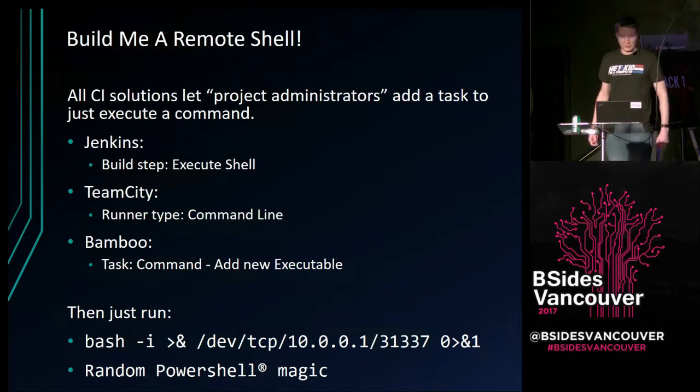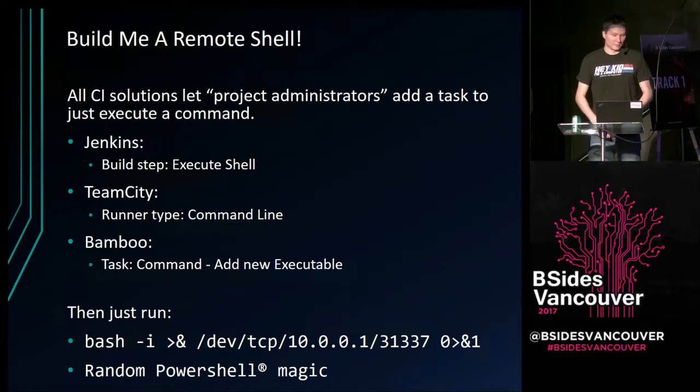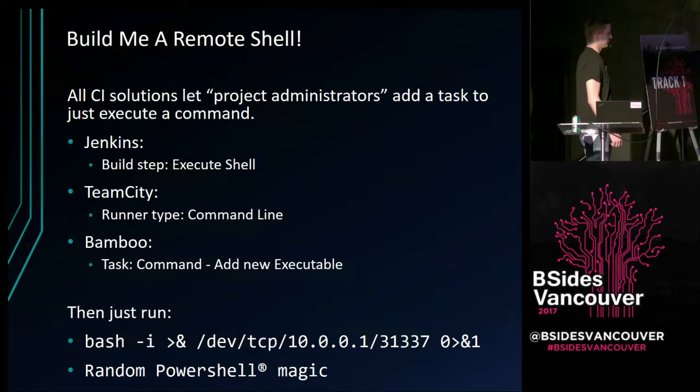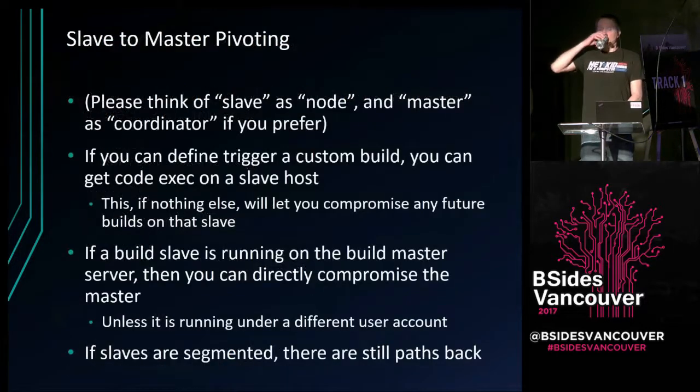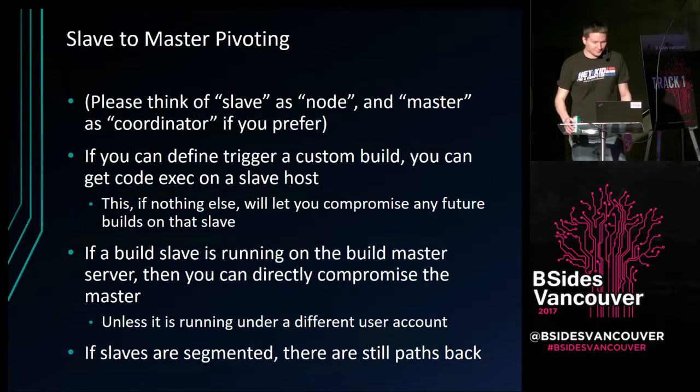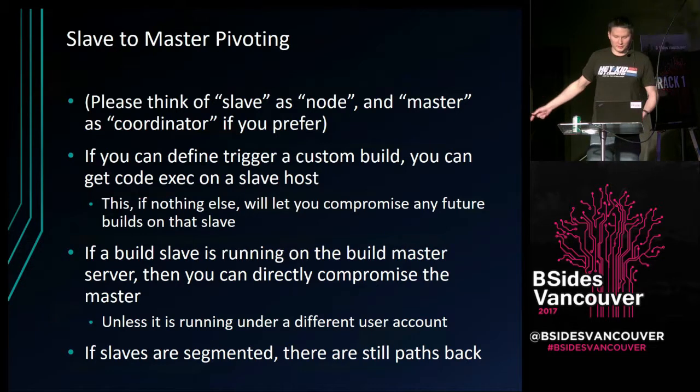If you want a remote shell, all you do is tell it, run bash, tell bash to pipe me back a remote connection to my IP and port, and redirect input. So now you've got a remote bash shell. If it's a Windows build slave, I recommend some PowerShell magic, but same idea. So now you've got code running on your build slave.